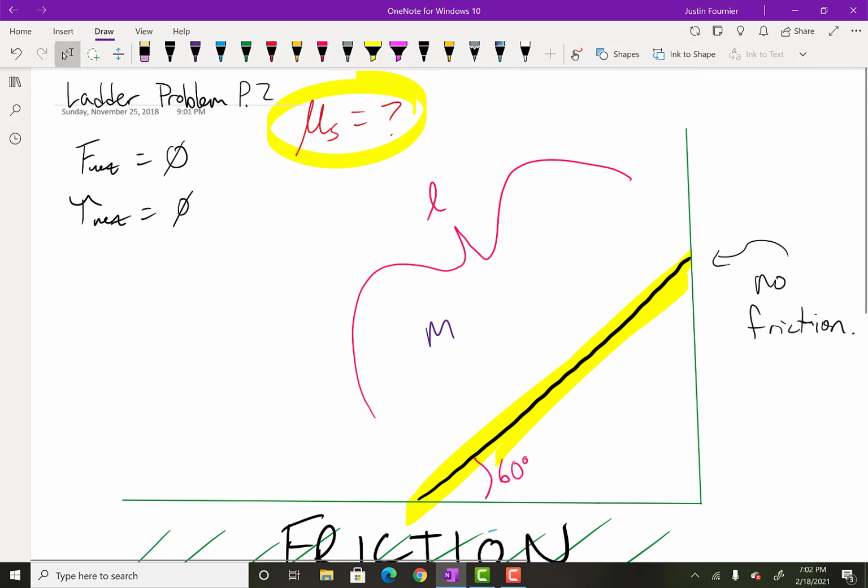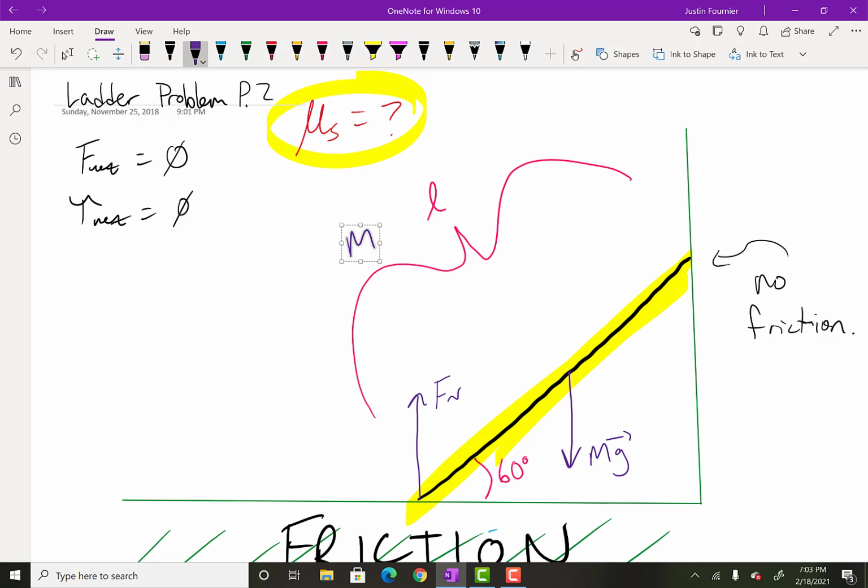All right, to start off here, it does have a mass m, so it does have weight. Weight always gets pulled about the center of mass of an object. So I'll say this is the weight of the object, mg, of the ladder. There's also going to be a normal force pointing up over here. So there's going to be that.